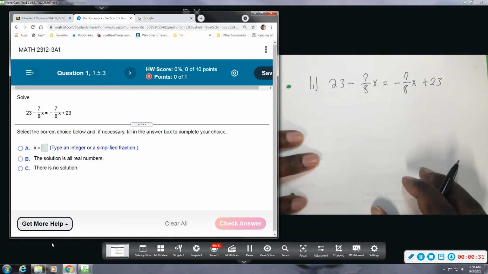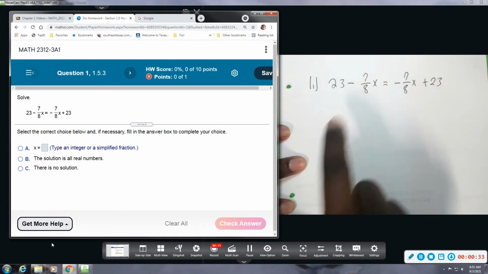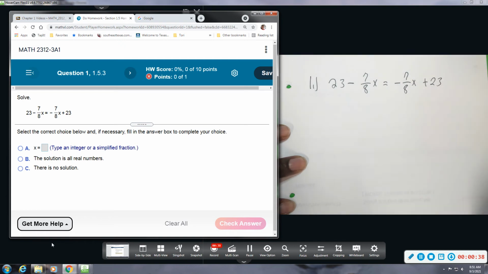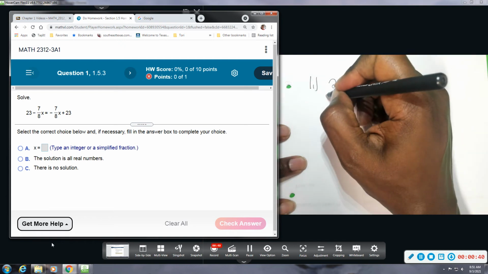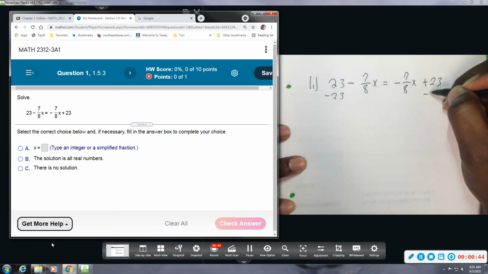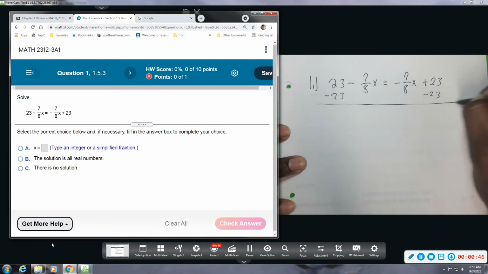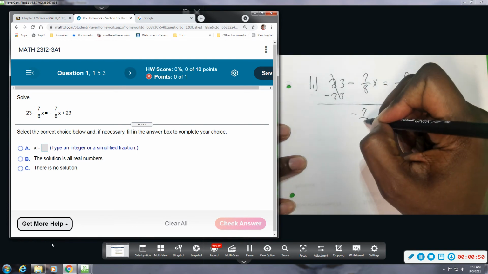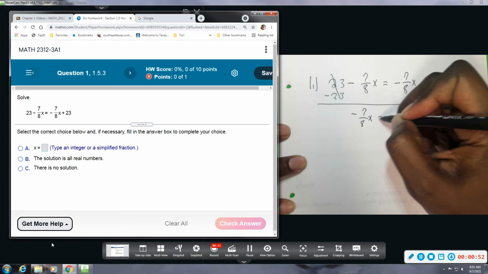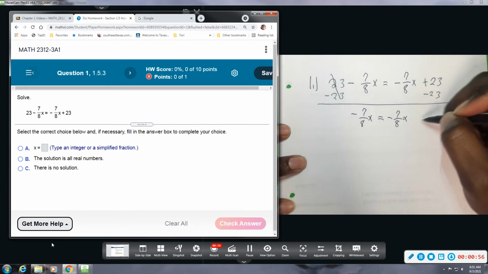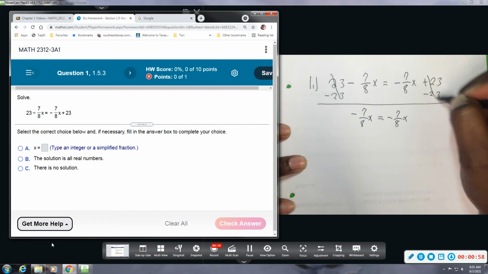Okay, so one thing I will do is combine the numbers first to get them on one side. So I will subtract 23 from both sides since that's positive. This will go to 0, bring down my negative 7/8x equals negative 7/8x, and that also cancels.